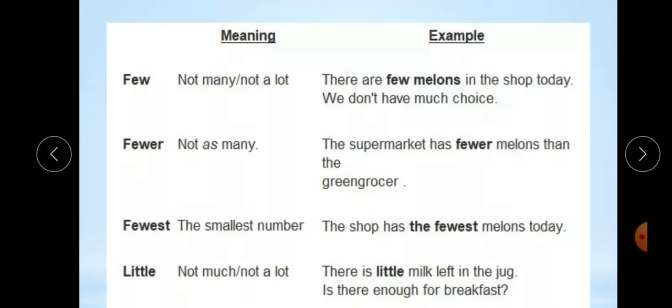Next one is fewer. Fewer means not as many. For example, the supermarket has fewer melons than the greengrocer. Comparison is there, fewer melons than the greengrocer. Next one is fewest, the smallest number, the smallest. Okay, the shop has the fewest melons today.